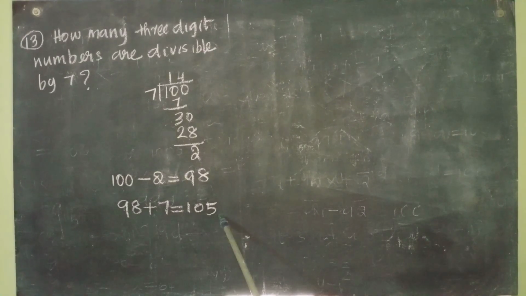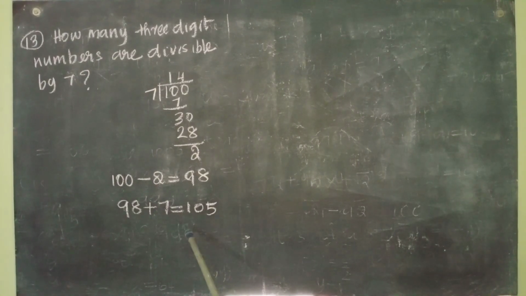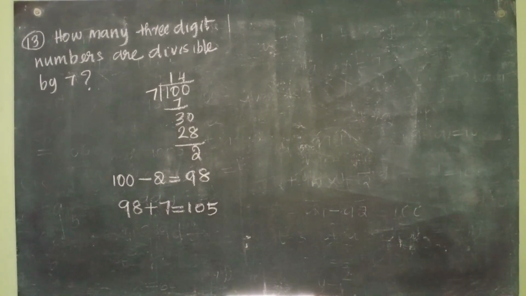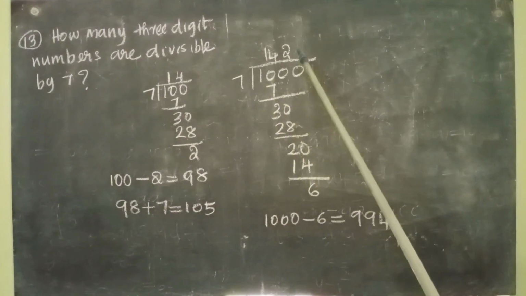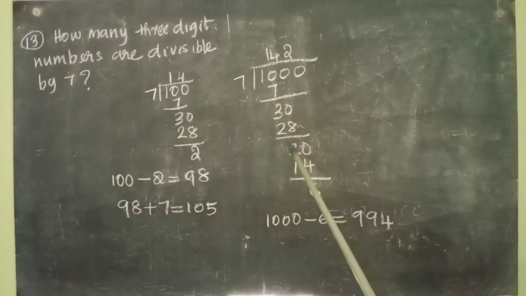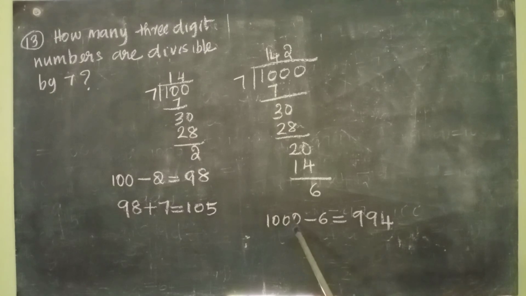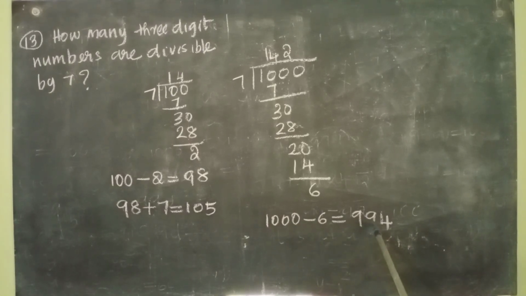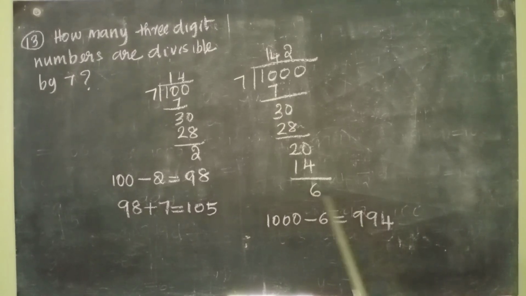Now let us find out the last 3-digit number divisible by 7. To find out the last 3-digit number divisible by 7, you divide 1000 by 7. If we divide 1000 by 7, we get quotient 142 and remainder 6. So 1000 is not divisible by 7. We are getting remainder 6. So you subtract 6 from 1000, we get 994. So 994 is the last 3-digit number divisible by 7.